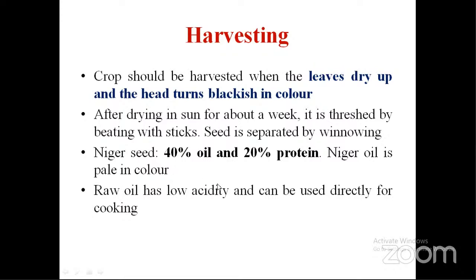And raw oil has low acidity. That's why it can be used directly for cooking. And Niger is highly used for culinary purposes, that means cooking purposes, because it has a nice taste and odor.